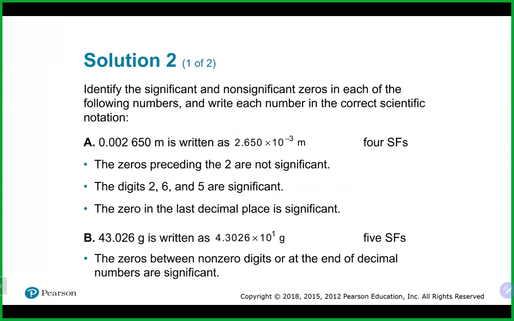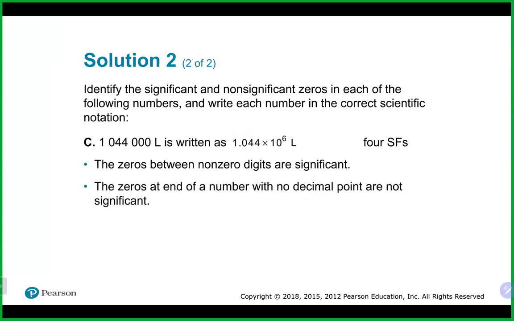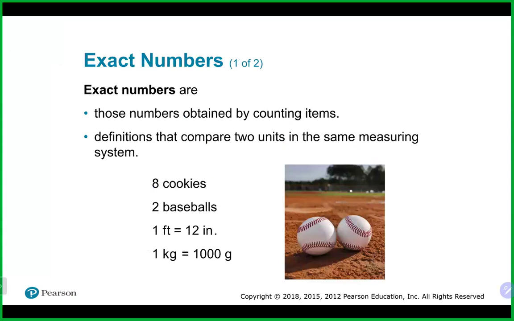All right. So we got that. Perfect. All right, so we talked a little about exact numbers, but once again, exact numbers are those obtained really one of two ways. As I mentioned, something that is counted, really no measurement taken. Again, as you can see, if you have cookies on the table or a couple of baseballs on the ground, you're just going to count them.